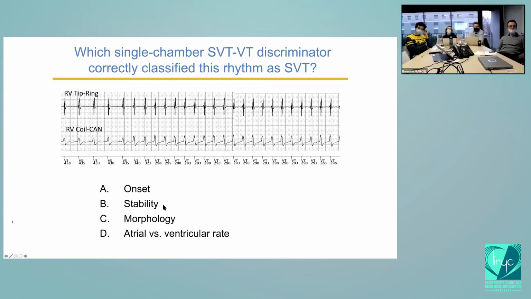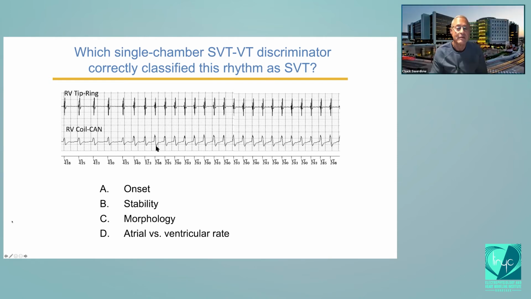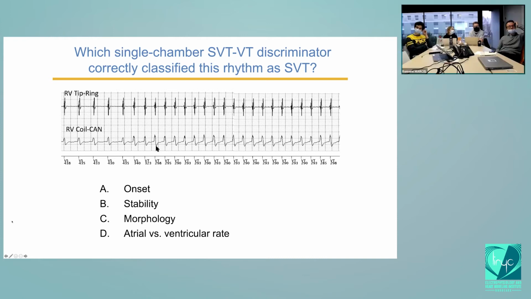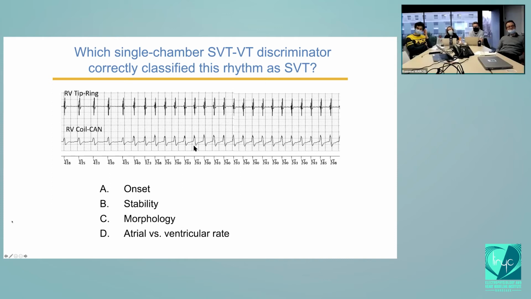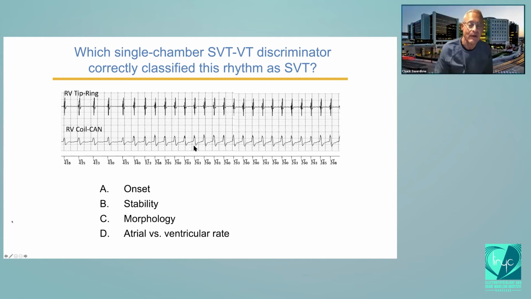That would classify it correctly, right? Well, let's think about it. You could not say it, because VT could also be relatively stable. So the stability criterion is exactly right. It says that a stable or regular rhythm is VT and an irregular rhythm is AF. Of course, rapid atrial pacing, atrial tachycardia, and sinus tach are also regular. Morphology, of course, got this right.